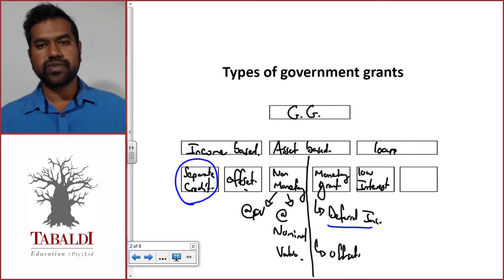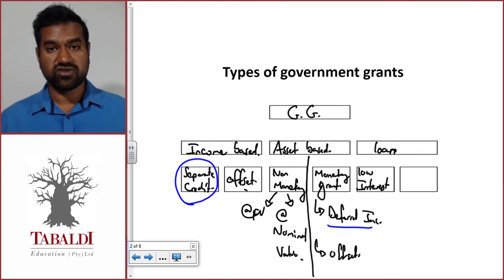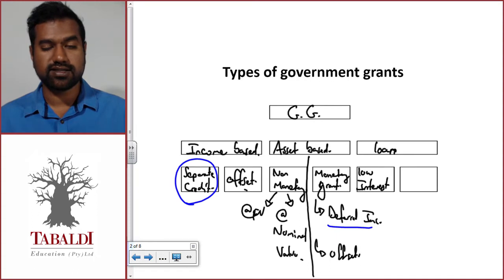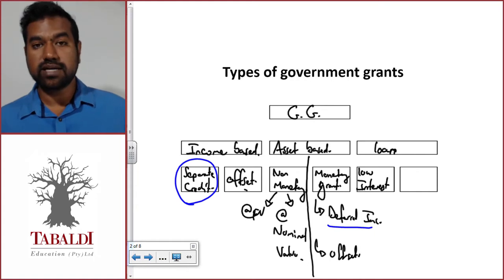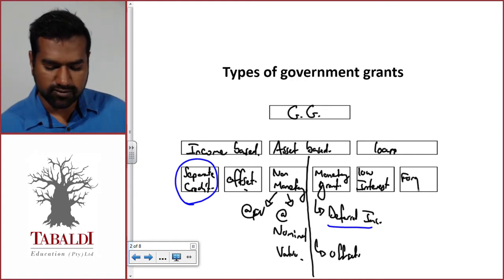So in other words, if the market-related rate is 10% and our grant entitles us to a 3% interest rate, the difference of 7% is a benefit to us, and as a result, that benefit will be accounted for as a grant. The second type of loan-based grant will be a forgivable loan.